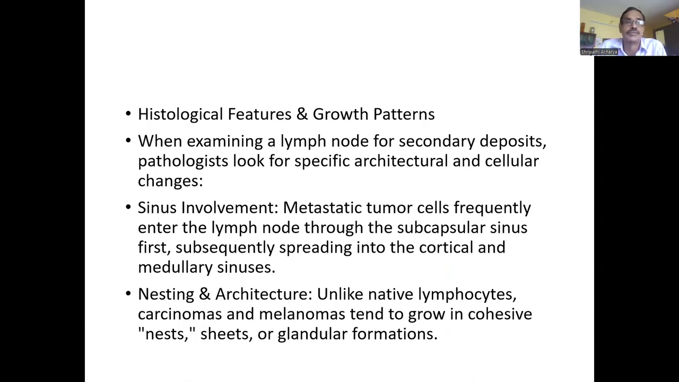Histological features and growth patterns. When examining a lymph node for secondary deposits, pathologists look for specific architectural and cellular changes. Sinus involvement: metastatic tumor cells frequently enter the lymph node through the subcapsular sinus first, subsequently spreading into the cortical and medullary sinuses. Nesting and architecture: unlike native lymphocytes, carcinomas and melanomas tend to grow in cohesive nests, sheets, or glandular formations.